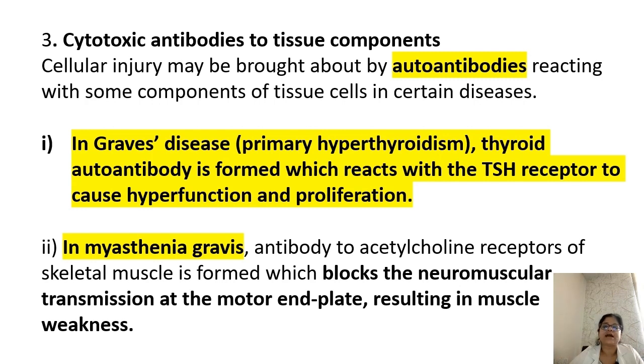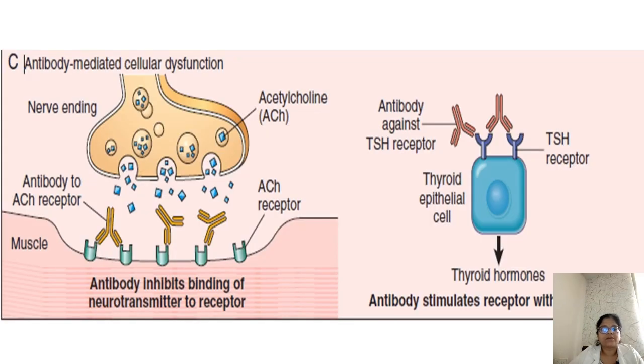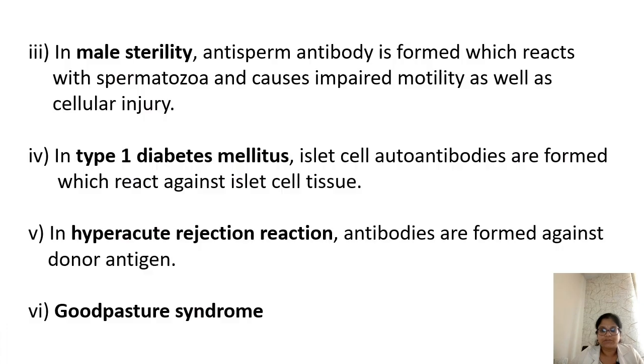The autoantibody is formed which reacts with the TSH receptor and causes hyperfunctioning and proliferation of the thyroid hormone. Then in myasthenia gravis, you have an autoantibody to the acetylcholine receptors of the skeletal muscle, and therefore it will block the neuromuscular transmission at the motor end plate, resulting in muscular weakness. So this is a diagrammatic representation of Graves and myasthenia gravis, at which level the antibodies are being formed and how they obstruct further transmission.